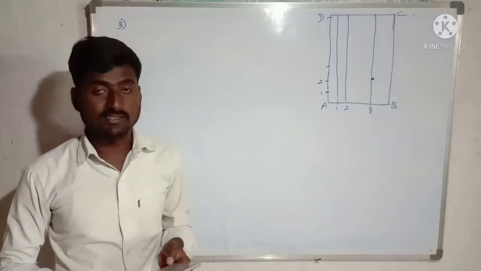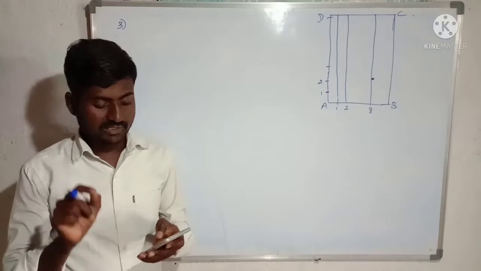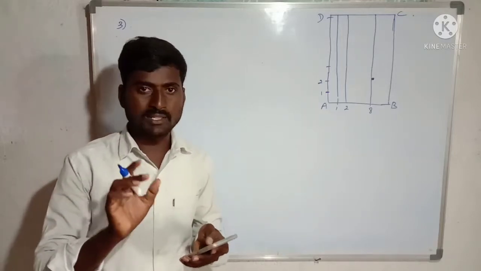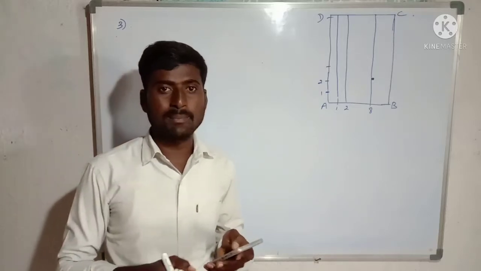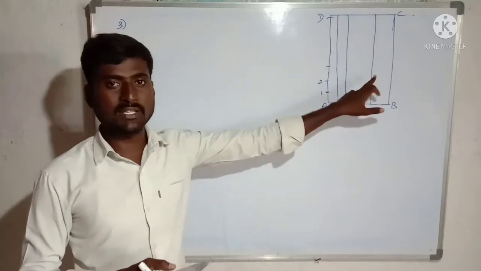Now let us discuss the third question. Read the question carefully. To conduct sports day activities in your rectangular shaped school ground ABCD. So ABCD is a school ground. The shape is rectangular.